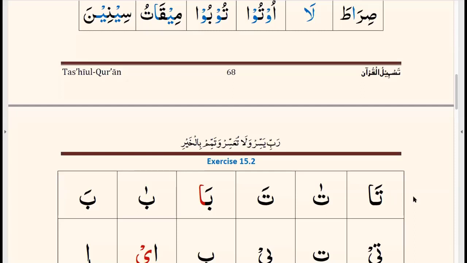G1429, please unmute yourself. Assalamu alaikum G1429. Assalamu alaikum. Walaikum salam. How are you today? I'm fine. Alhamdulillah. Great.